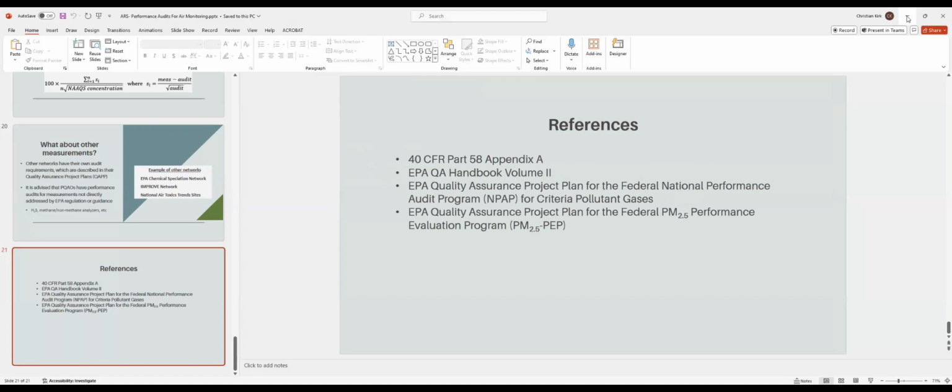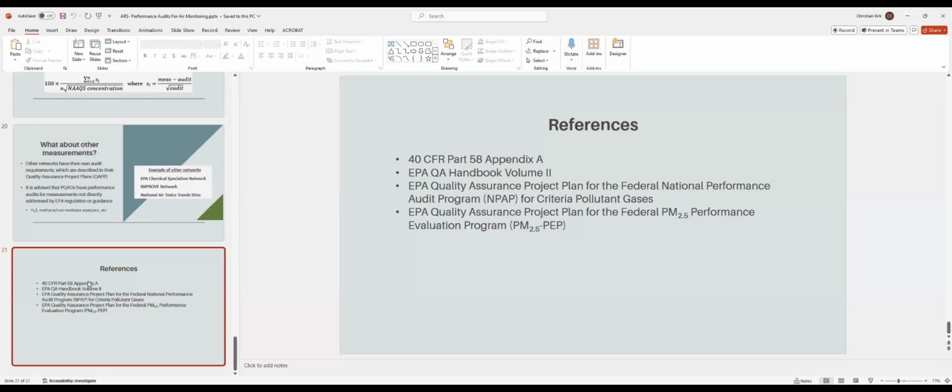Is there an update to a QA handbook for the new PM 2.5 level, the change to the minimum level, and to that equation that you showed a couple slides back? Let me bring that up.